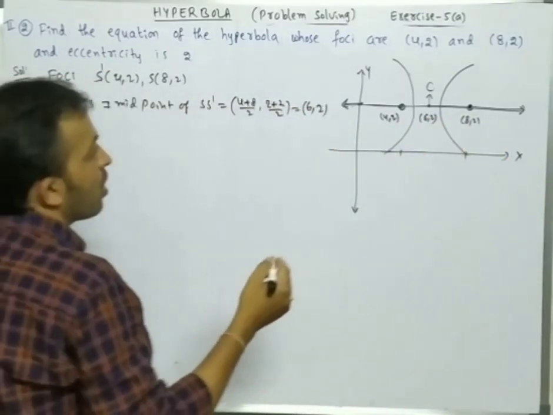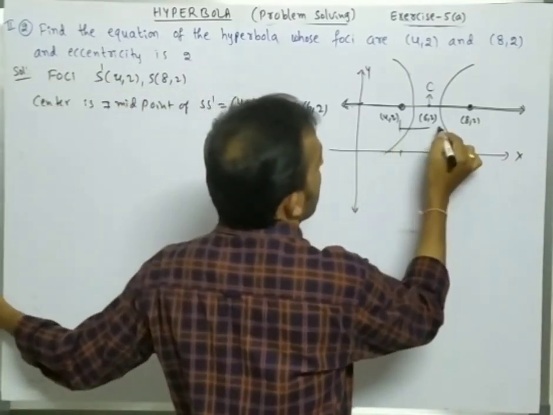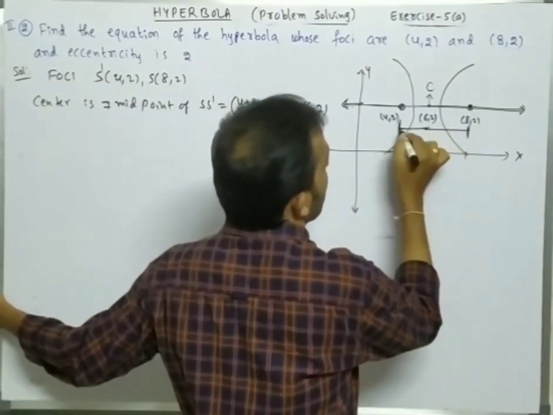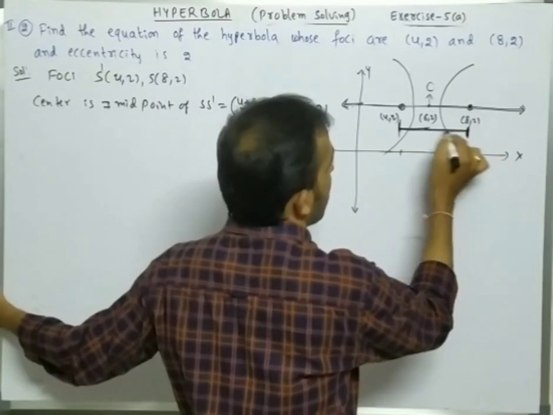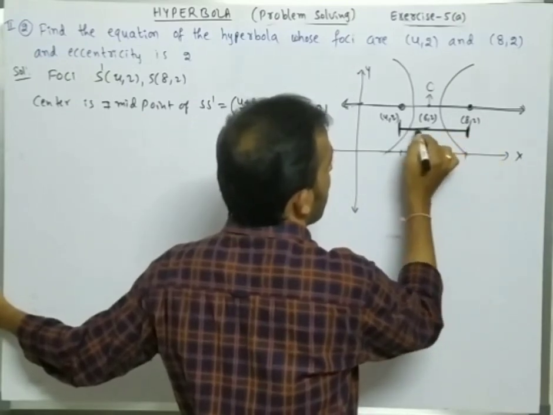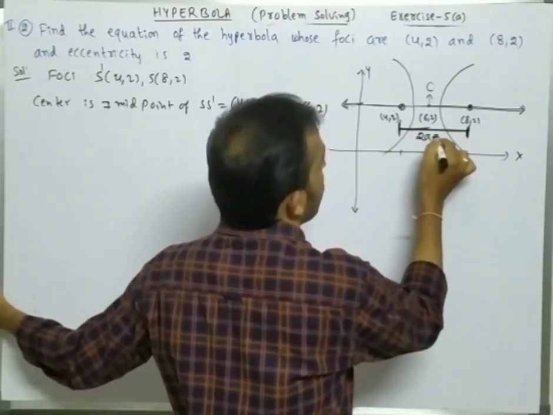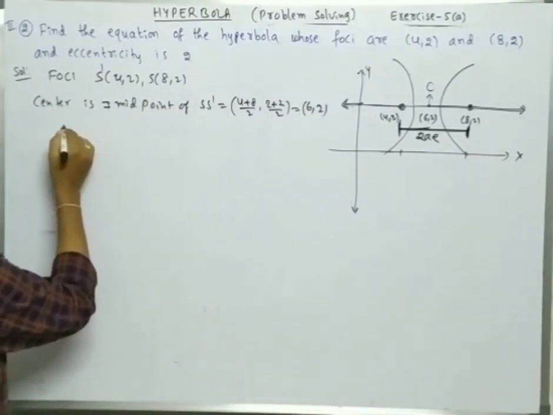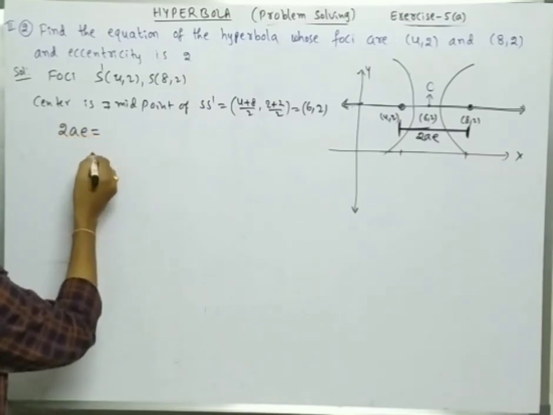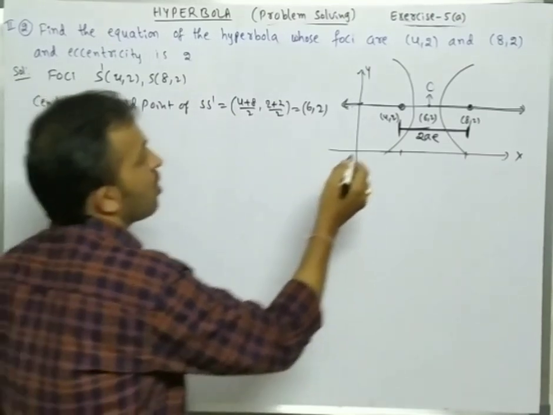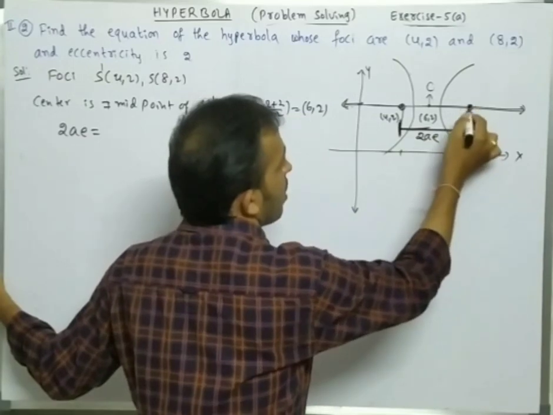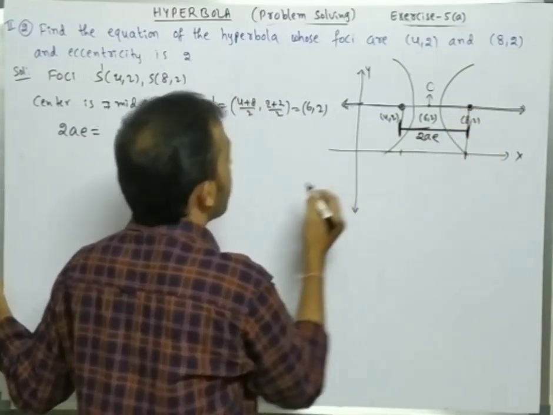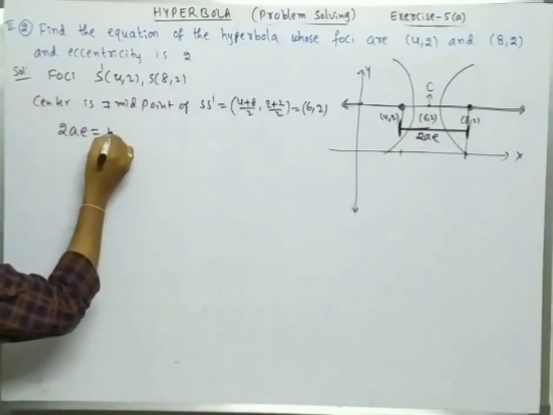Now what is the distance between the two foci? That is called the focal distance. Not focal distance, distance between foci. That is 2AE. 2AE is equal to how much? This is 4 units, this is 8 units. 8 minus 4, 4 units. So 2AE is equal to 4.